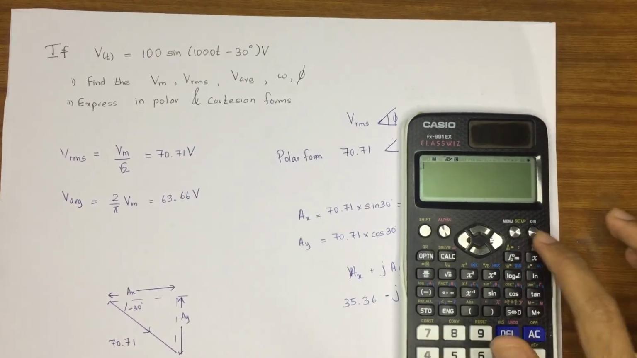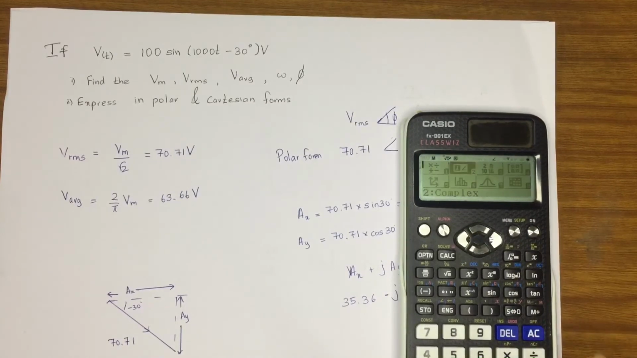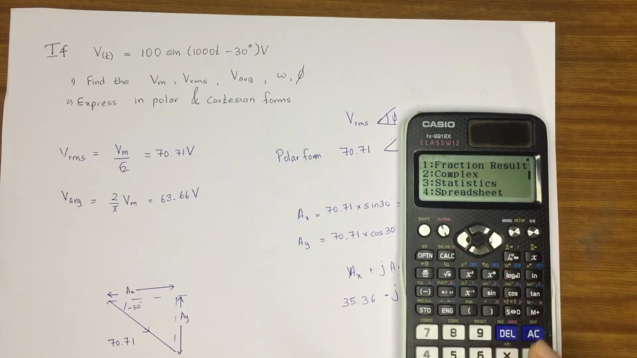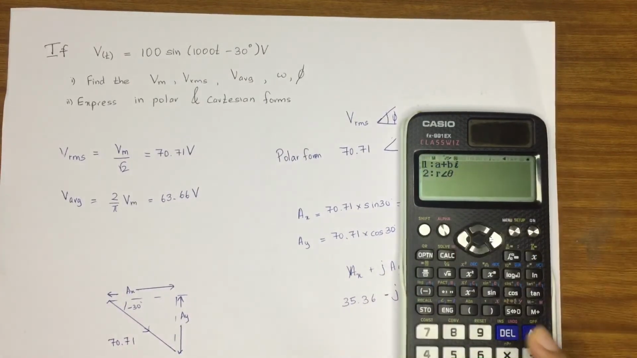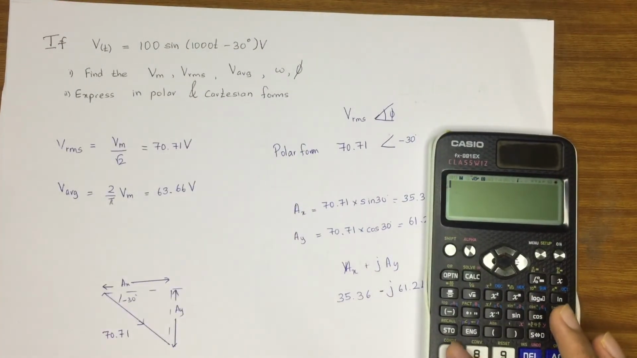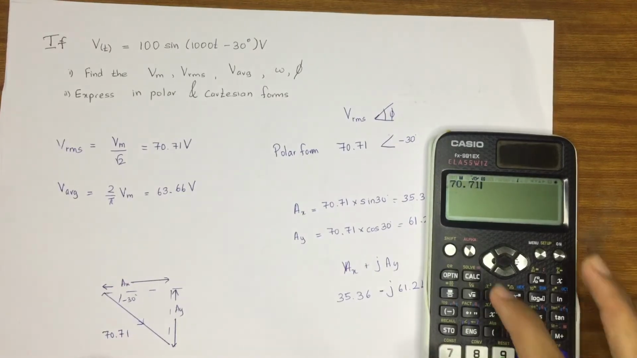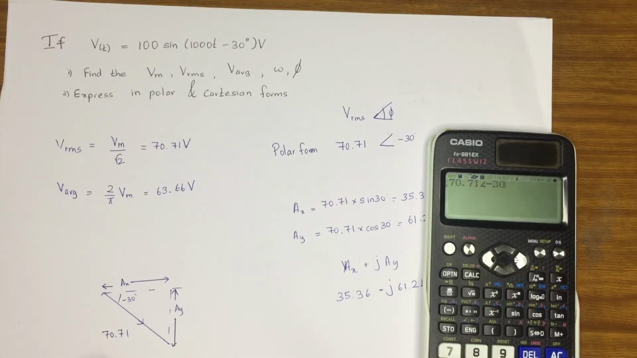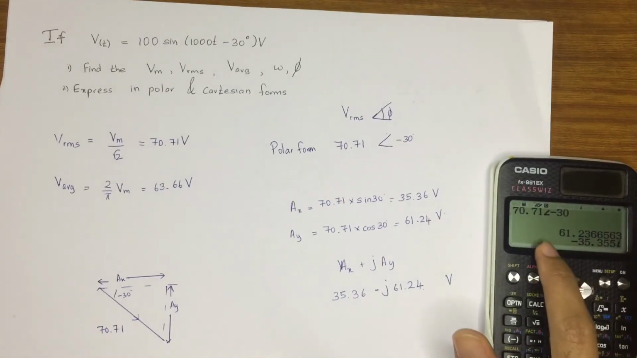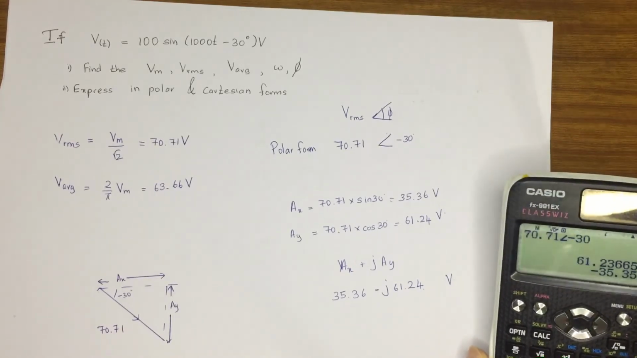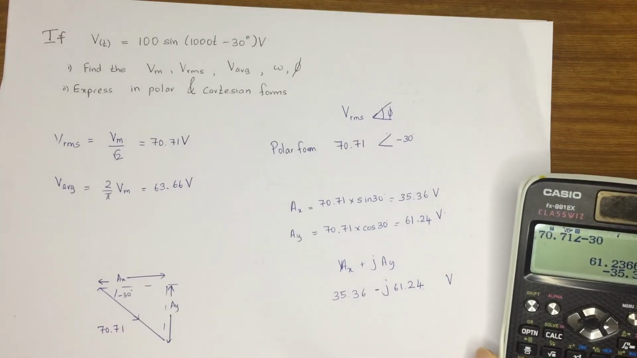So we are going to set up the calculator for a complex number. After that I'm going to change the output to Cartesian form. Cartesian form is a plus bi. After that I need to write this phase angle. It's going to be the phasor form, the polar form. It's going to be 70.71 and the angle would be minus 30. If I write the equal sign, it's going to return 61.236 minus 35.355. So I have made a mistake over here.